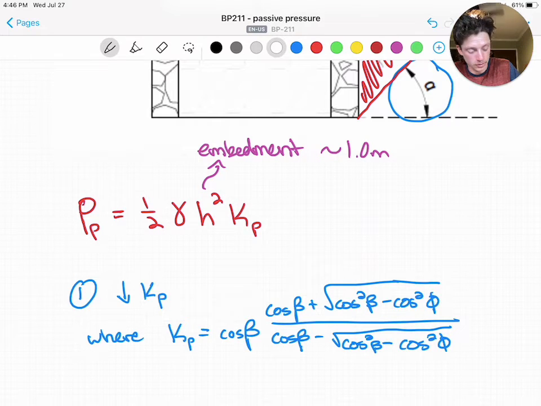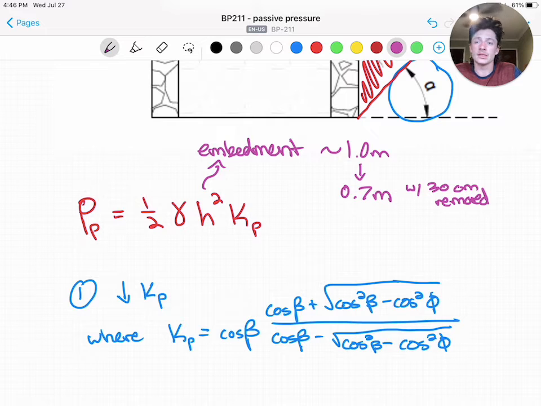So this will go down to 0.7 meters. And this accounts for disturbances during construction, and we don't want to assume that this top 30 centimeters is actually consolidated, just in case it actually ended up being excavation spoils that were put back over the foundation or something like that. The area was regraded, who knows.